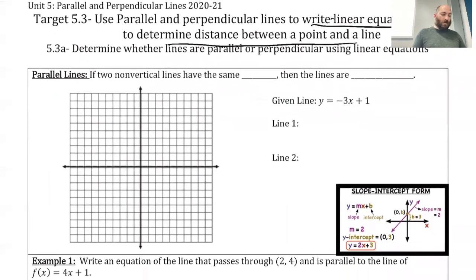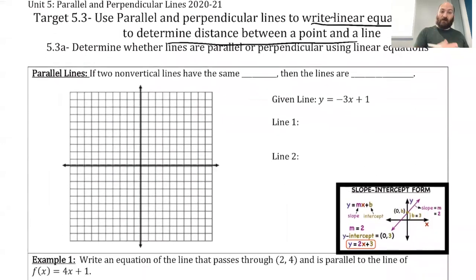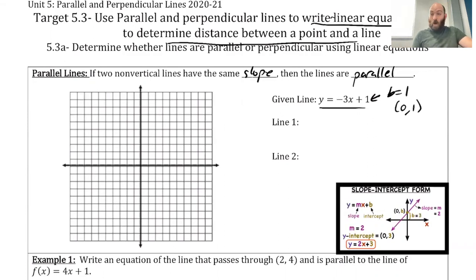So first off, let's talk about the definition of parallel lines. If two non-vertical lines have the same slope, then the lines are parallel. So we look at this one. Here's my given line, y equals negative 3x plus 1. As a reminder, to graph this, we've got b equals 1. It passes through the point (0, 1).